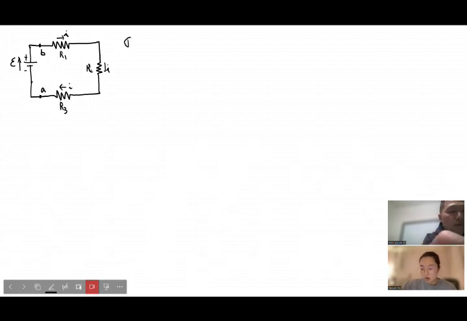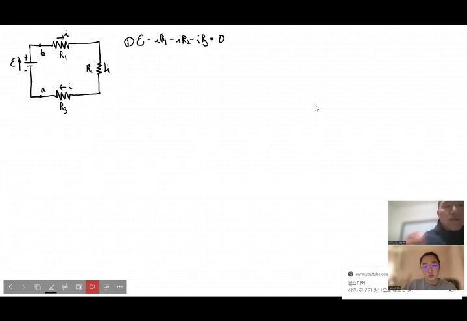So number one, based on the analysis I already showed you, the amount of the potential increase should be the same as the amount of potential drop produced by each resistor. So that should be epsilon minus IR1 minus IR2 minus IR3 equals 0. So based on that, your total current going through this single wire should be the total potential difference divided by R1 plus R2 plus R3.